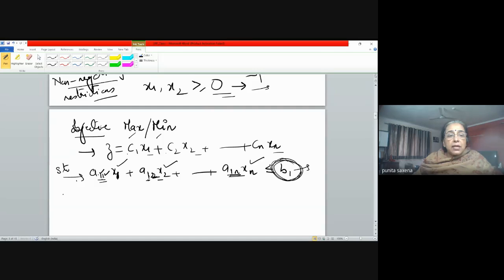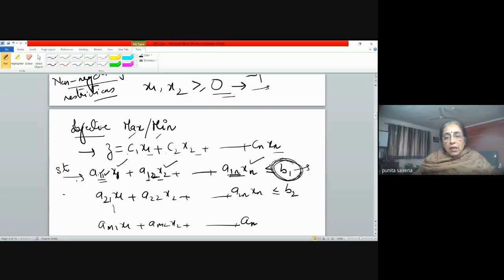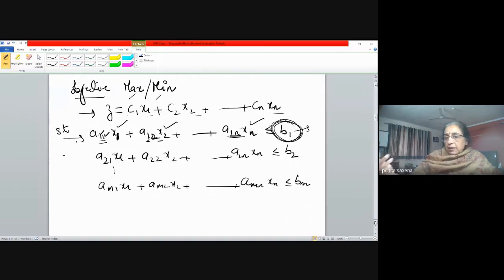Okay. Similarly, the second constraint will have A21x1 plus A22x2 plus A2n xn less than or equal to B2. So the second constraint refers to the second resource, and so on and so forth. I have Am1x1 plus Am2x2 plus Amnxn less than or equal to Bm if I have m number of resources, okay, and n number of decision variables. And obviously, they all refer to what we call as constraints.